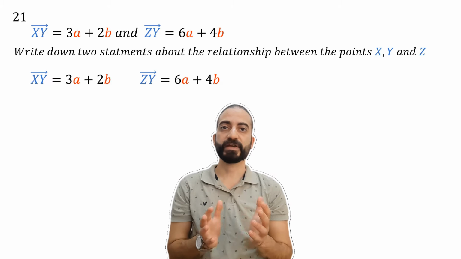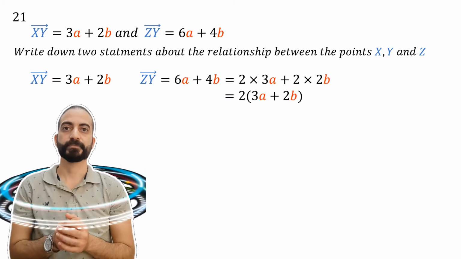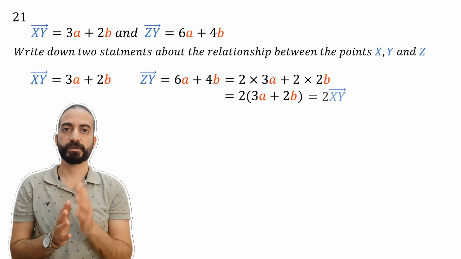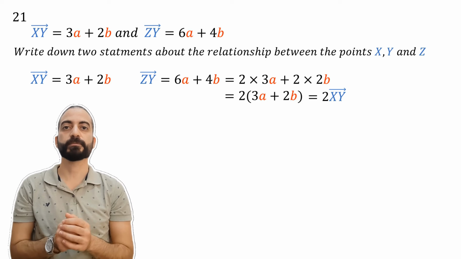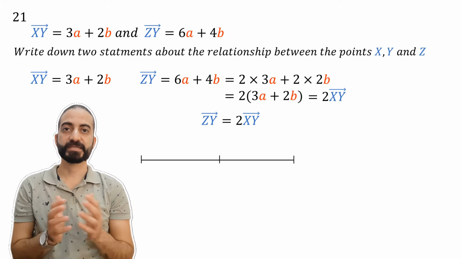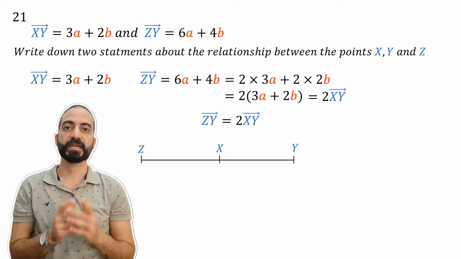This means that vector zy is double vector xy. If we take 2 as a common factor, we get that vector zy equals 2 vector xy. When we get such an answer, this means that z, y and x are collinear and x is the midpoint of zy.